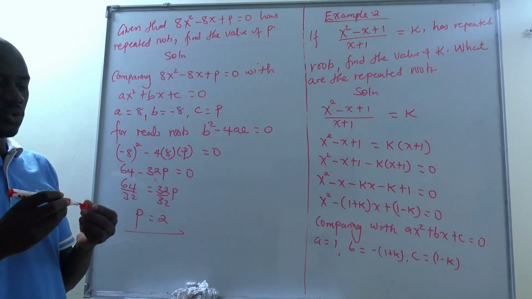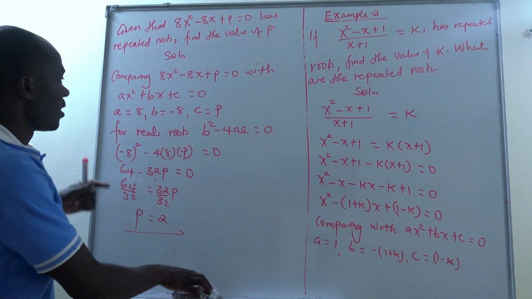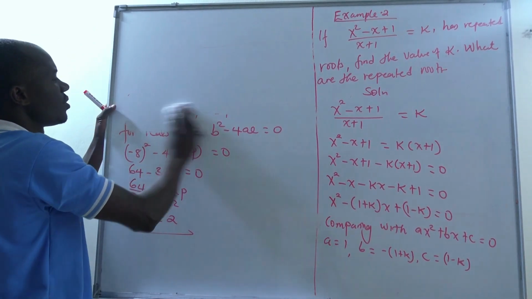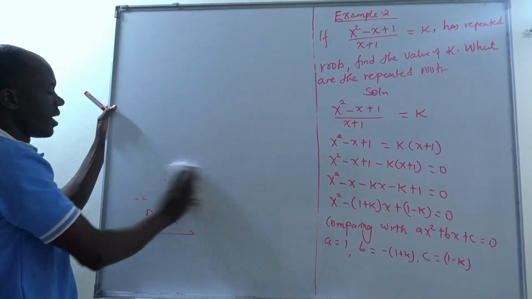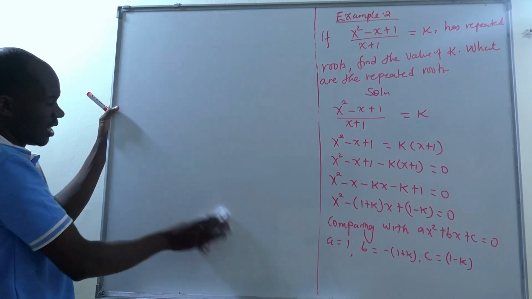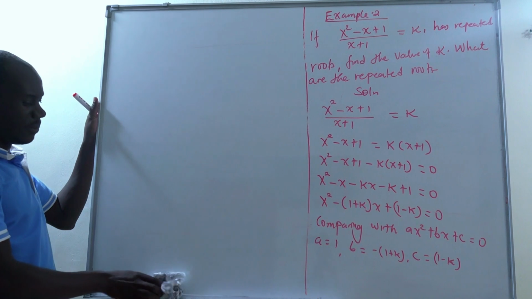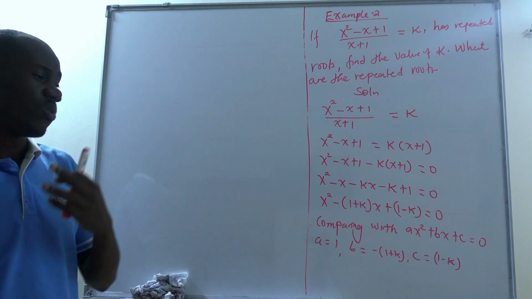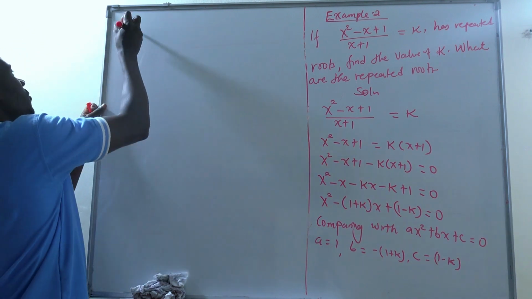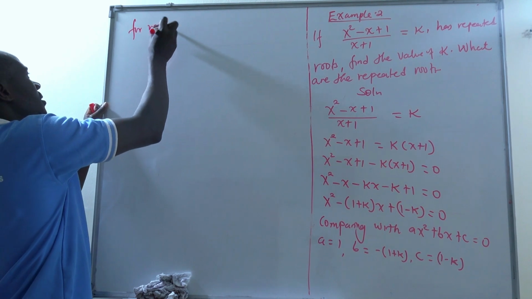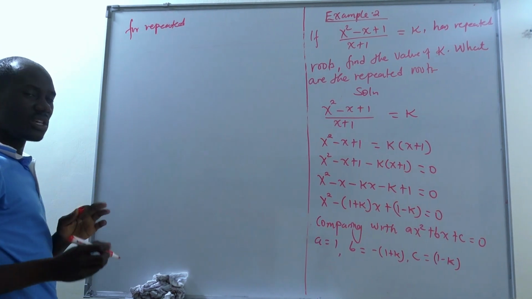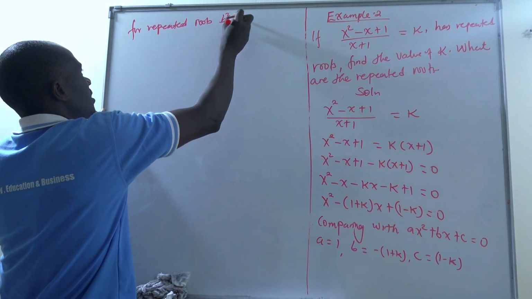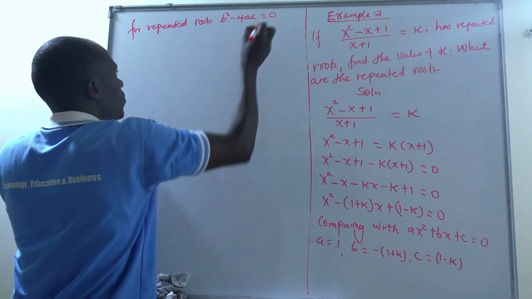Then, what do we know about repeated roots? For repeated roots, b squared minus 4ac equals 0. That's why I said you first see the nature of the discriminant. Is it bringing repeated roots? If it is for repeated roots, then we are free to go ahead and apply what is required. This mathematics is very interesting, so long as you are very keen and very serious. For repeated roots, b squared minus 4ac equals 0.